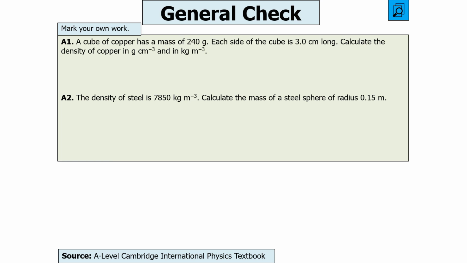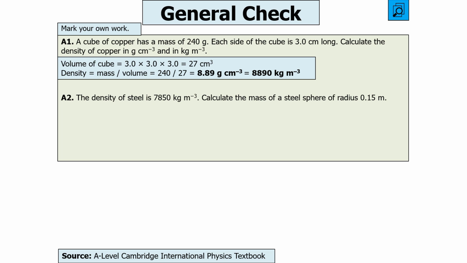Right, in this first question you've got to remember how you can work out the volume. So you can work out the volume of the cube by multiplying the side three times. So 3 times 3 times 3, which is 27 centimeters cubed. We then know the equation is density is mass over volume, so we can put 240 over 27 to get 8.89 grams per centimeter cubed.